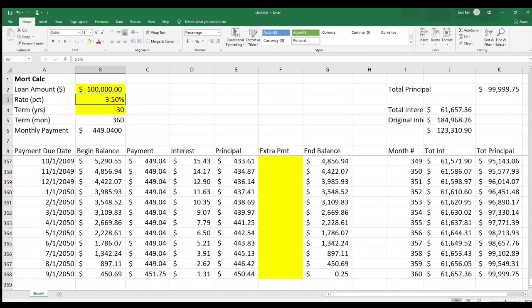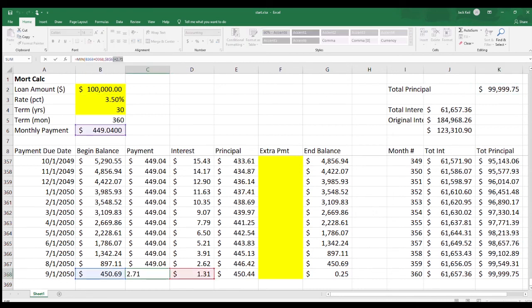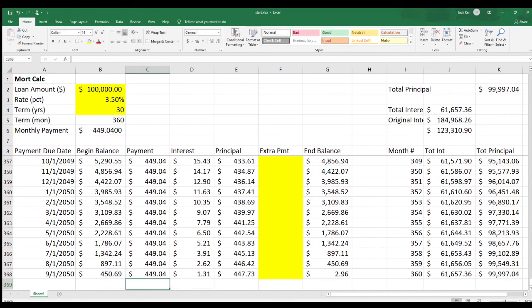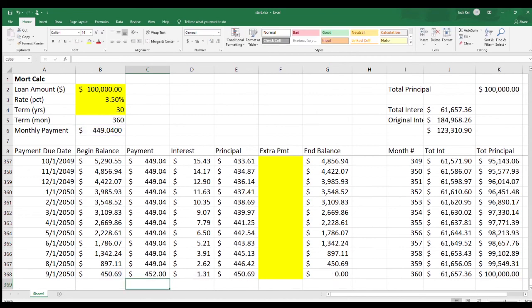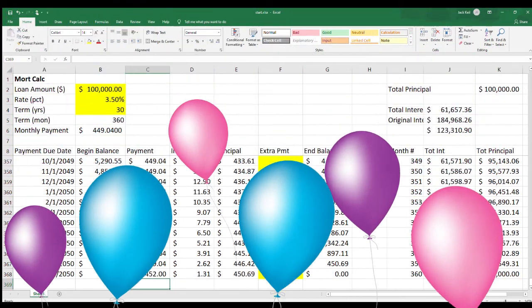What if our mortgage was for $100,000? Now again, you can see that the total principal is off a little bit. So we need to get rid of that extra amount we put in before and change it manually. There we go. Everything works out.